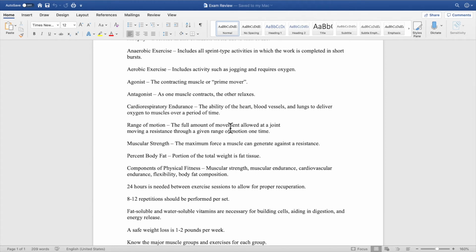Cardiorespiratory endurance. So it's the ability of the heart, blood vessels, and lungs to deliver oxygen to muscles over a period of time. Cardiorespiratory endurance is also one of the 5 components of physical fitness. Range of motion is the full amount of movement allowed at a joint, moving a resistance through a given range of motion at one time. So it's the full amount of movement allowed at a joint, which includes all the tendons, muscles, and ligaments.